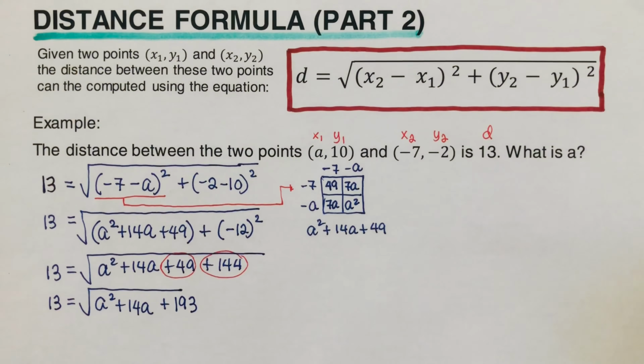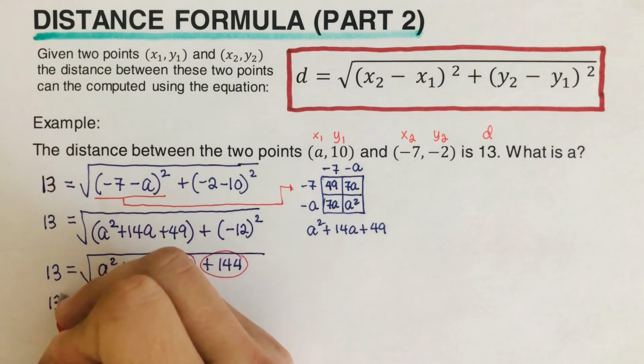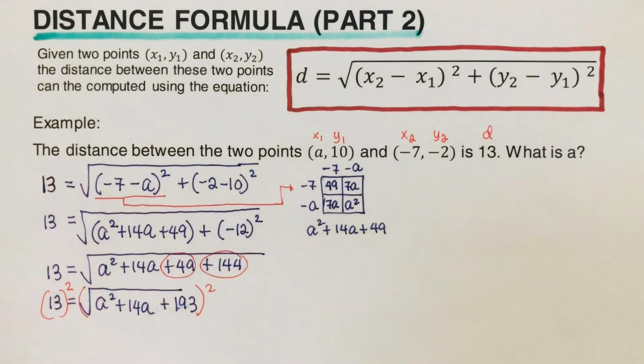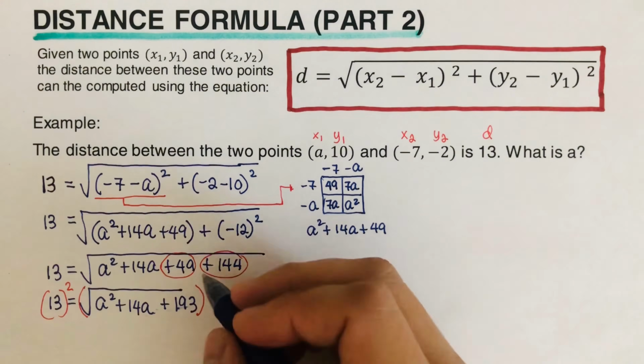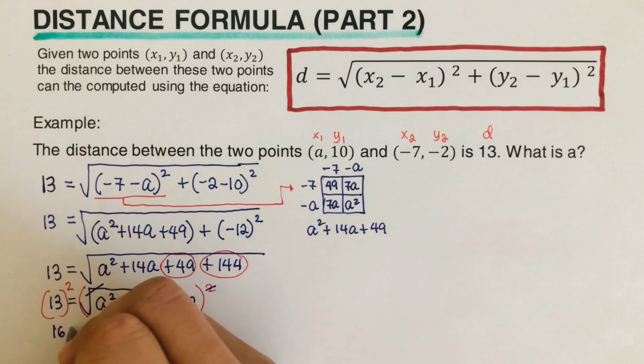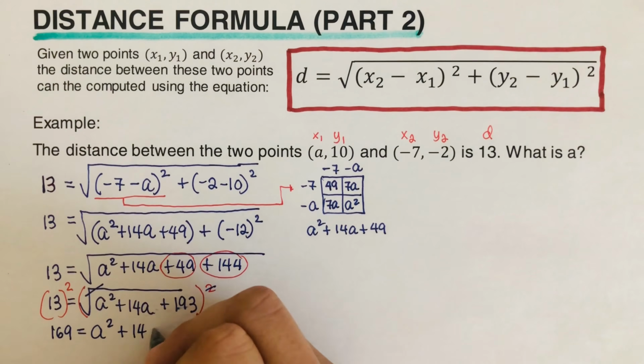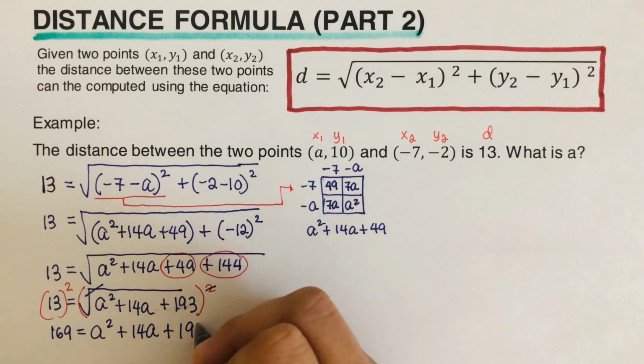So then we want to get rid of the square root. The opposite of square root is squared. That means we are going to square both sides. I'm going to square the 13 as well. So square root and squared get crossed out. We are left with 13 squared, which is 169, is equal to a squared plus 14a plus 193.